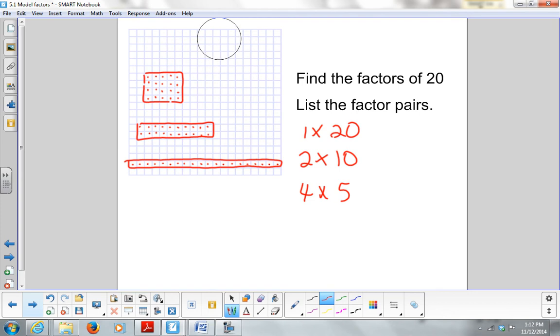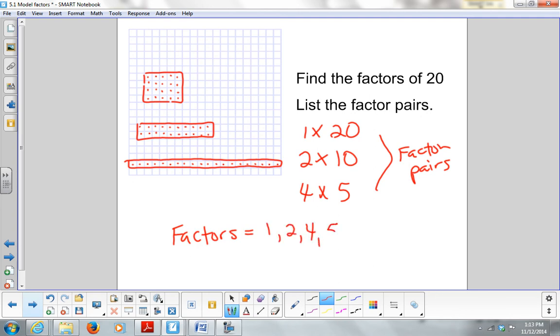I'm assuming 7, 8 doesn't work. 9 doesn't work. And 10 doesn't work. What about between 10 and 20? Does anything else go? Nope, I believe these are my only ones. So these are my factor pairs. So I already list my factor pairs. And now I need to list my actual factors. What are my actual factors? Factors are only one number. So it would be my 1, my 2, my 4, my 5, my 10, and my 20.